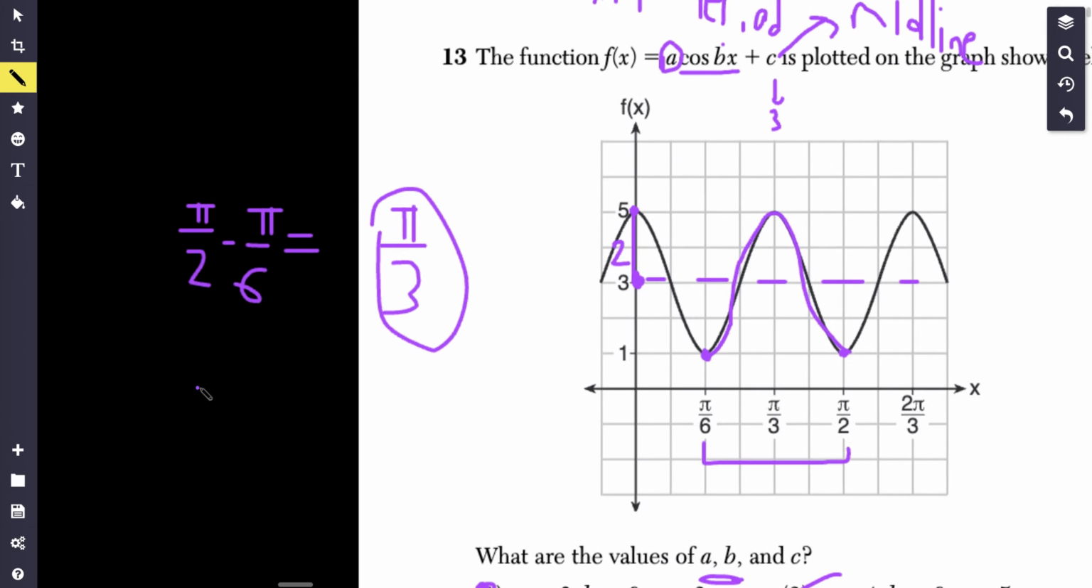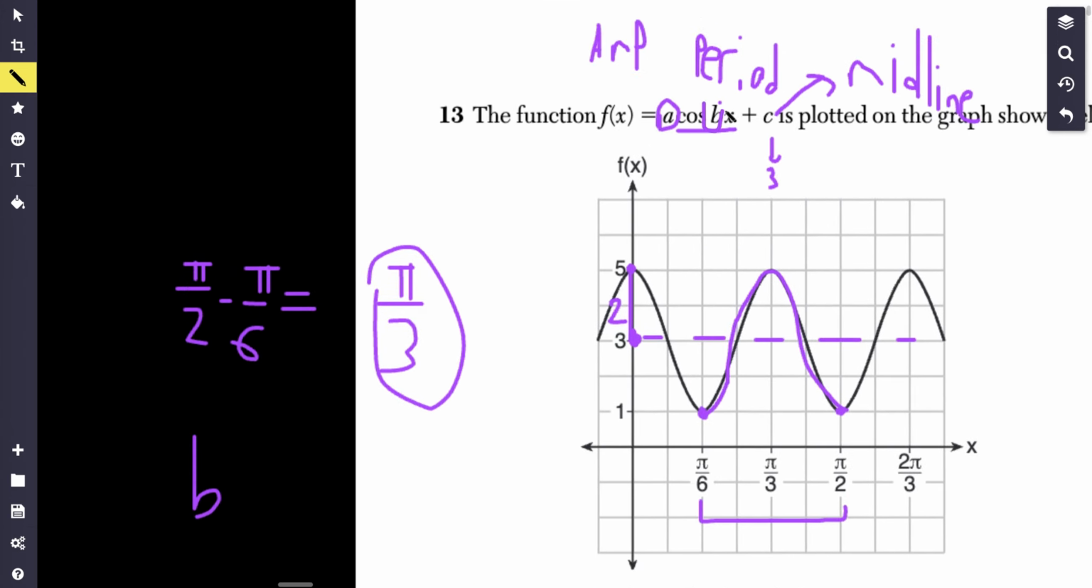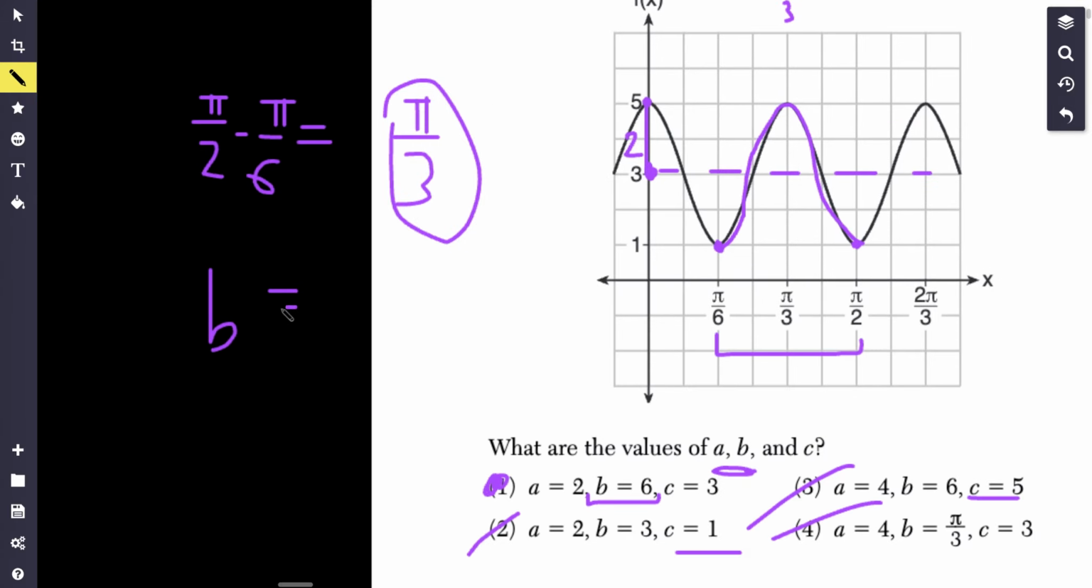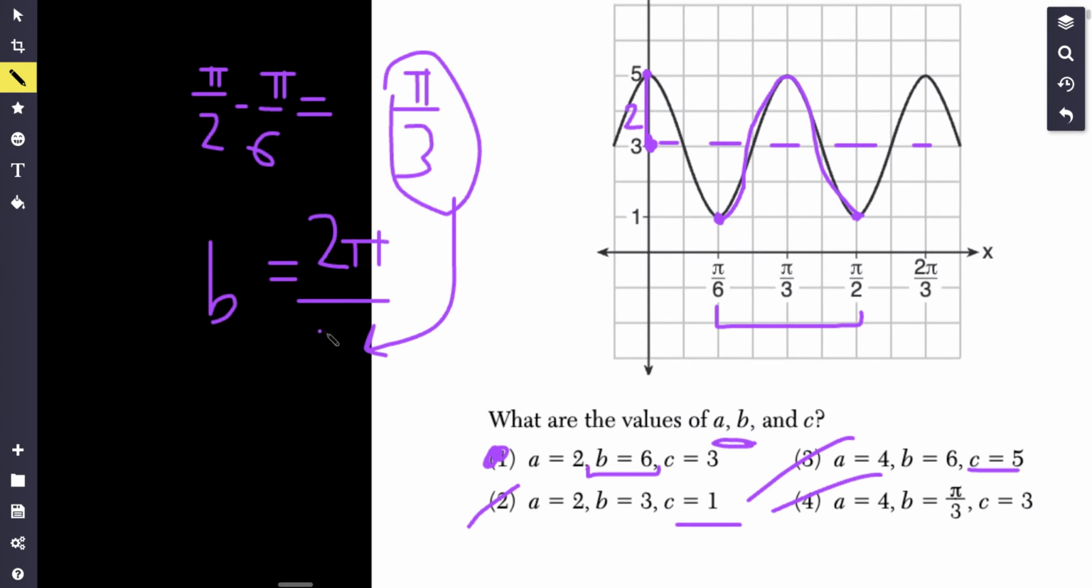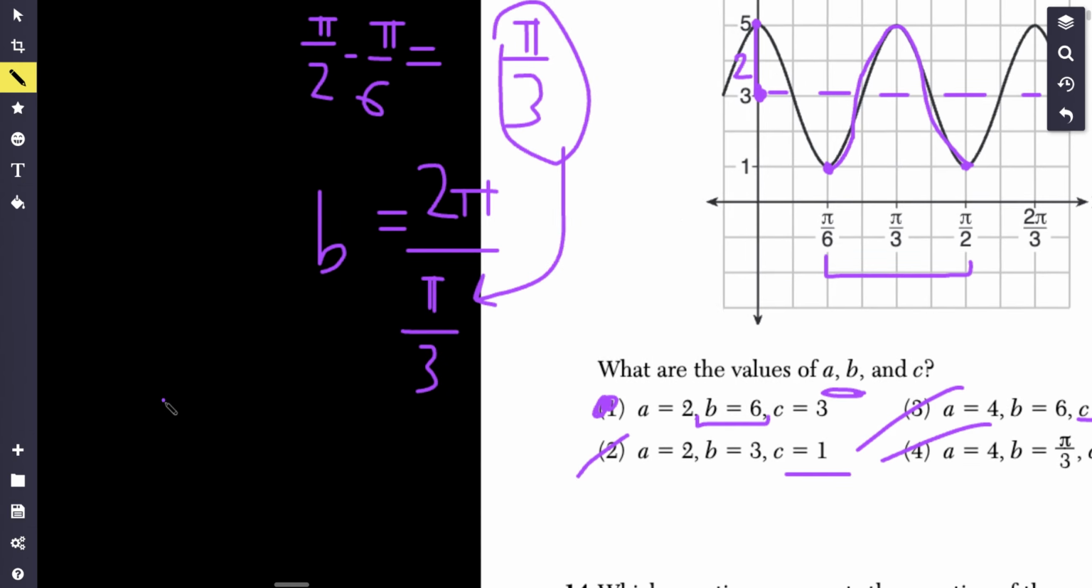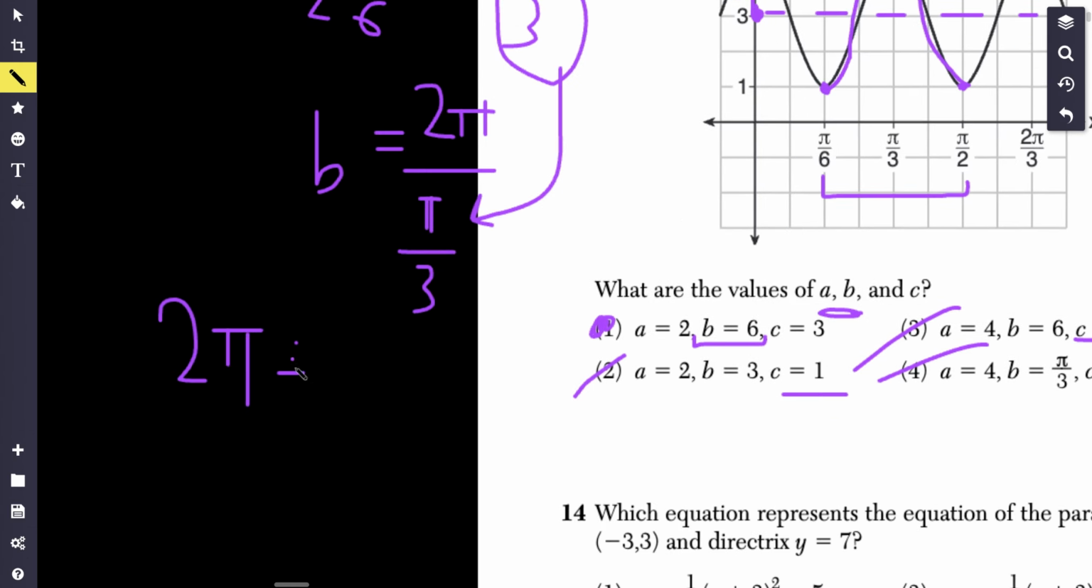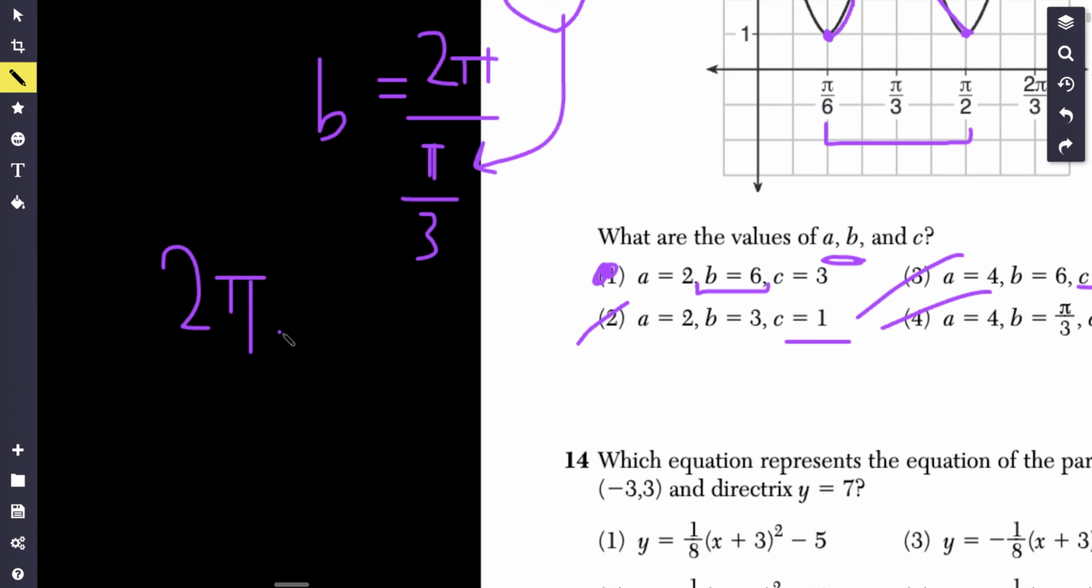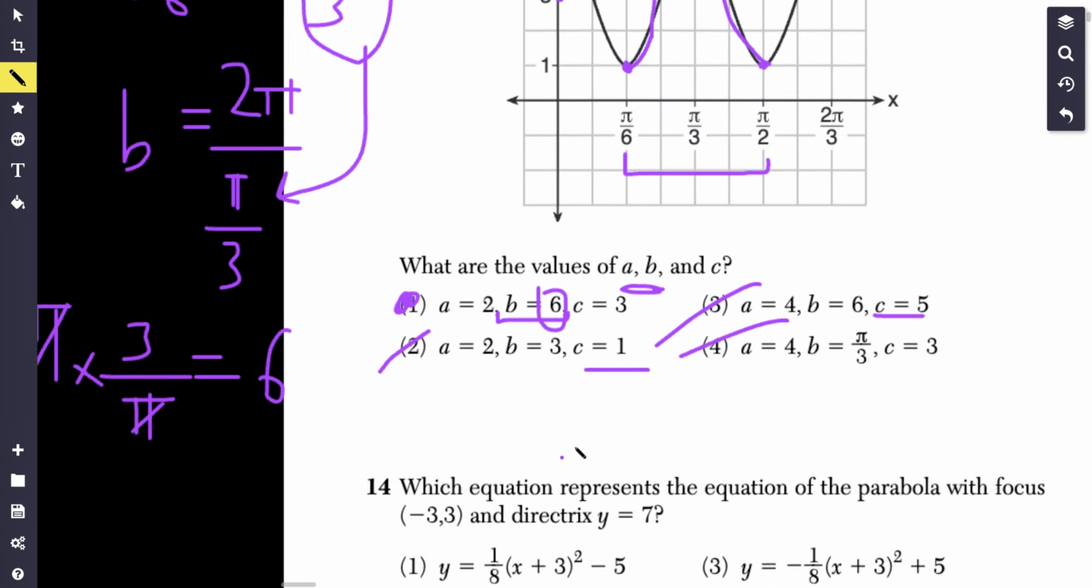Now, to find B, which represents the period of the graph, what you do is you take 2 pi and you divide it by this value you got. So pi over 3. So 2 pi divided by pi over 3. Keep, change, flip. You already know the deal. Pi's cancel. You get 6. Boom. There we go.